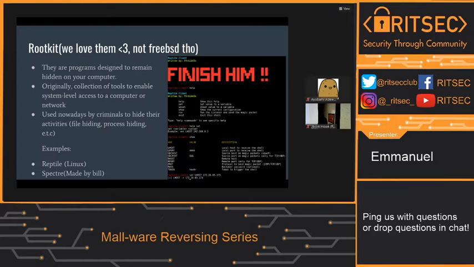And examples of them: the first one is Reptile. A lot of people use that, especially in our lovely ISTS competition. In most of the competitions, we sometimes use Reptile. And it was hard to find a Windows rootkit, but we have one made by one of our fellow students, Bill, Spectrum. It's a kernel-level Windows rootkit. It's a rootkit, so I guess it does whatever a rootkit does. Yeah, and to the right is a picture of Reptile.